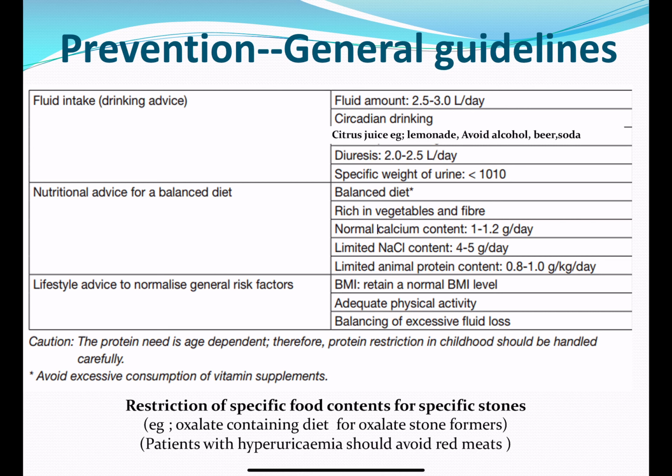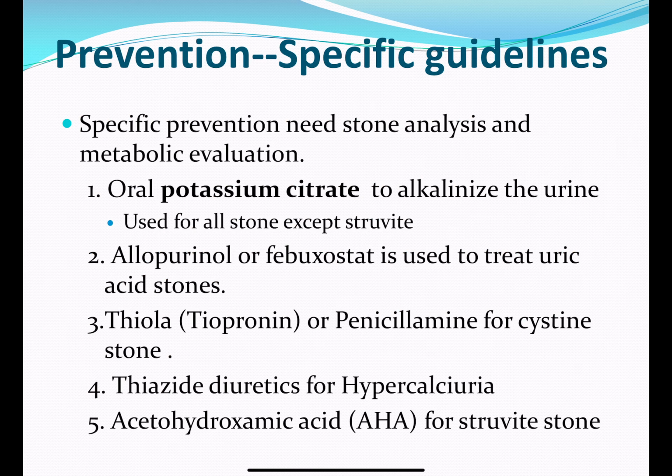Now, what are the specific guidelines? Specific guidelines are for the specific stones. For example, as I have already told you, almost all stones are formed in acidic environment except struvite. So those patients who have oxalate stone, cystine stone, uric acid stone, if you can convert the pH into alkaline, then the recurrence of this stone can be prevented, because once the pH is changed to alkaline by a drug or potassium citrate, then the crystallization of the stone is not possible. pH is very crucial for the crystallization.